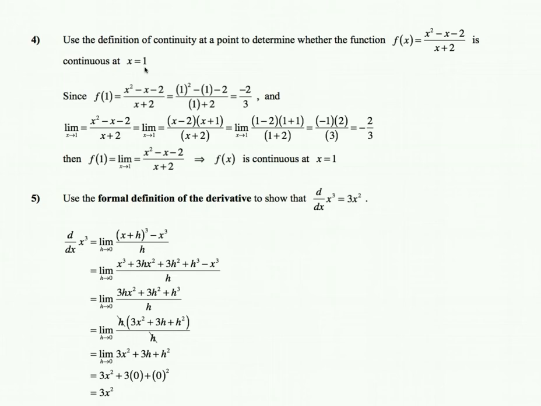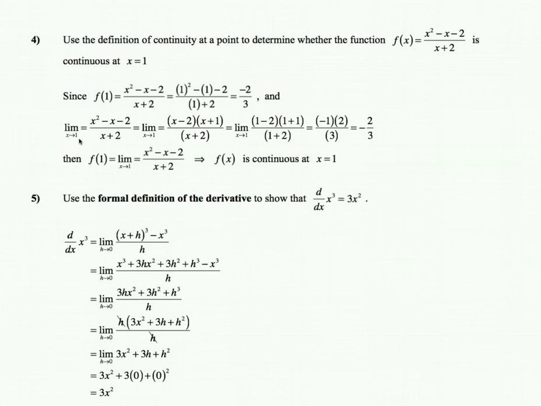So the value of the function at x equals 1 and the limit as x approaches 1 have to be equal. If we have those conditions, then the function is continuous at x equals 1. So first, what I've done here is I've evaluated the function at 1 by substituting 1 in for x. Wherever I've got an x, I put parentheses, and I put 1 into each of those parentheses. After I simplified all that, I had -2/3.